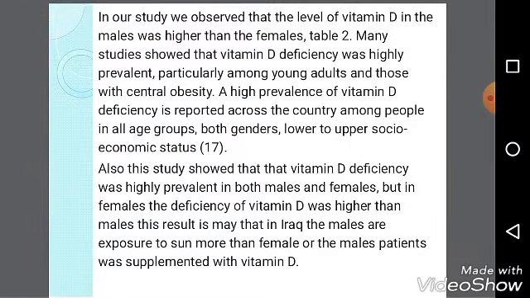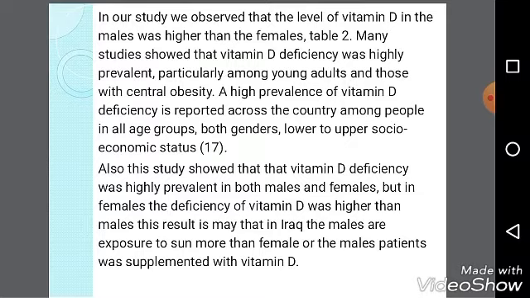In our study, we observed that the level of vitamin D in males was higher than in females, as we see in table 2. Many studies show that vitamin D deficiency was highly prevalent, particularly among young adults and those with central obesity. A high prevalence of vitamin D deficiency is reported across the country among people in all age groups, both genders, and lower to high socioeconomic status.